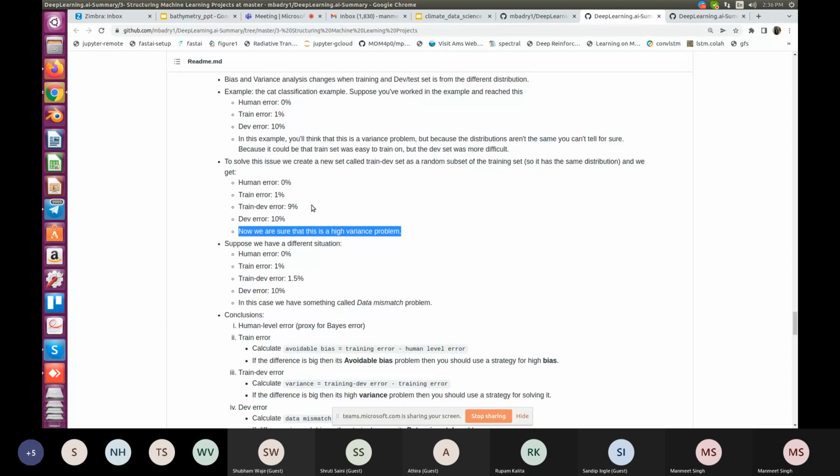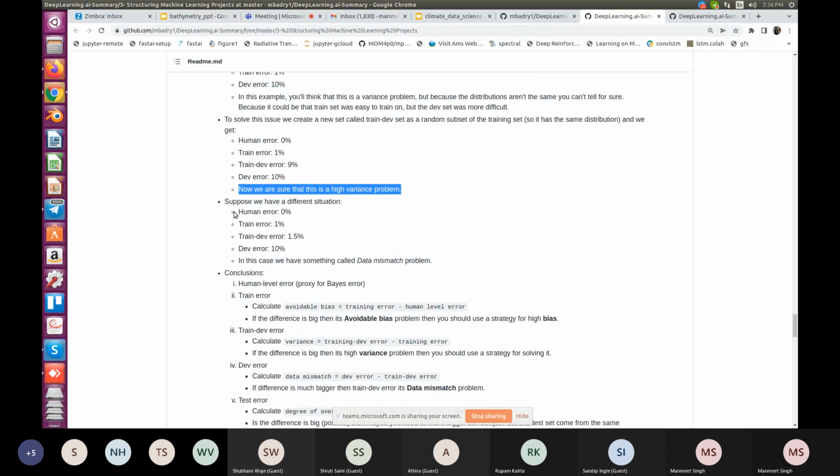But let's say you have a different situation, wherein your human error is 0%, training error is 1%, train dev error is 1.5%, and dev error is 10%. In this case, we have what we would call a data mismatch problem, because when you added some of the data from the dev set to the training set, your error came down from 10% to 1.5%. Or you can think of it as the training error just increasing from 1% to 1.5%.